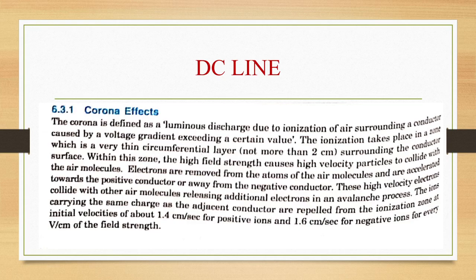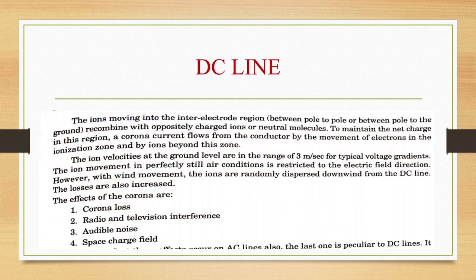The ions carrying the same charge as the adjacent conductor are repelled from the ionization zone at initial velocities of about 1.4 cm per second for positive ions and 1.6 cm per second for negative ions per volt per centimeter of the field strength. Ions moving into the inter-electrode region, between pole to pole or between pole to ground, recombine with oppositely charged ions or neutral molecules.